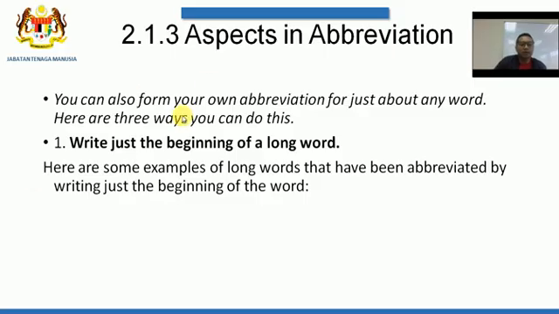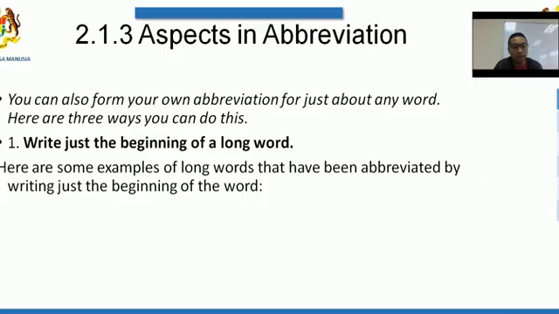Okay, so let's take a look at this one. Here are the three ways you can do this. The first one is write just the beginning of a long word. Here are some examples of long words that have been abbreviated by writing just the beginning of the word. So let's take a look at the table given. It is normally used in the form of, okay, for that word, the abbreviation form will be like this. So let's take a look at it.